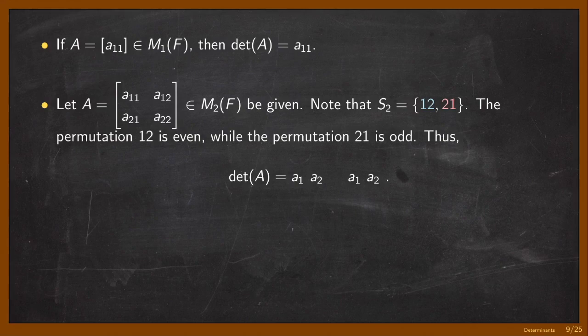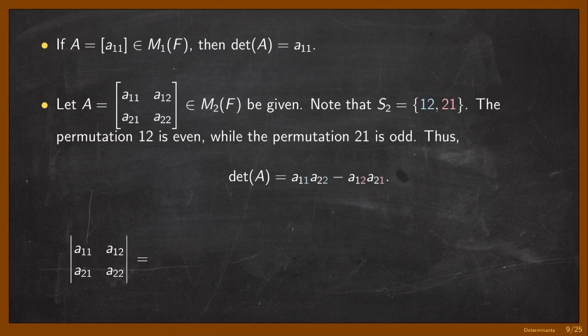For example, if you select the permutation 1, 2 for the first term, it's going to be A11, A22. This is the permutation 1, 2. Because this is even, it has a positive sign. Then 2, 1: because 2, 1 is odd, this has a negative sign. You understand? There are two terms because there are two permutations in S sub 2, 2 factorial.